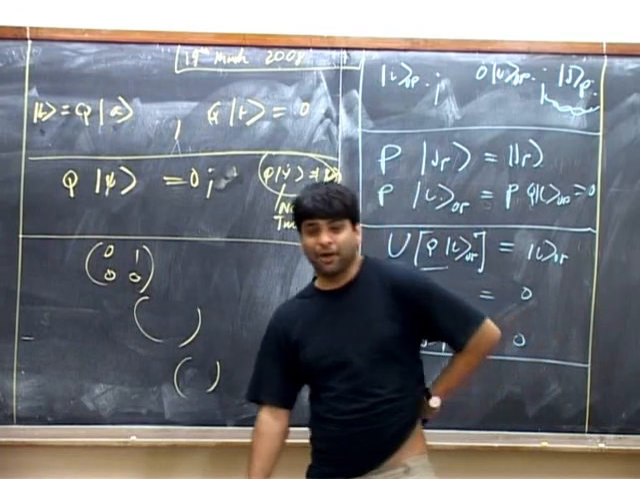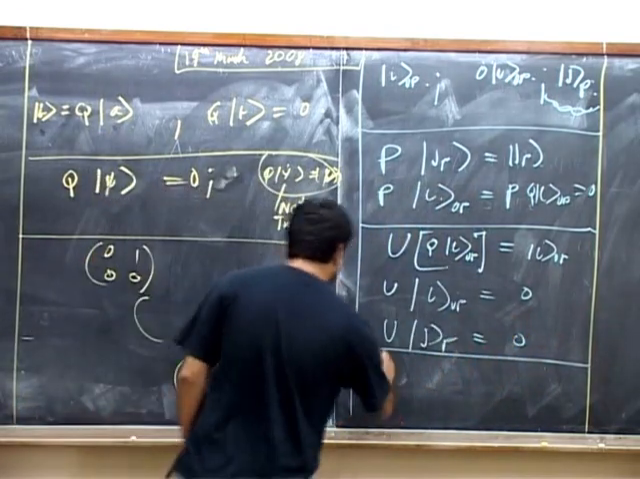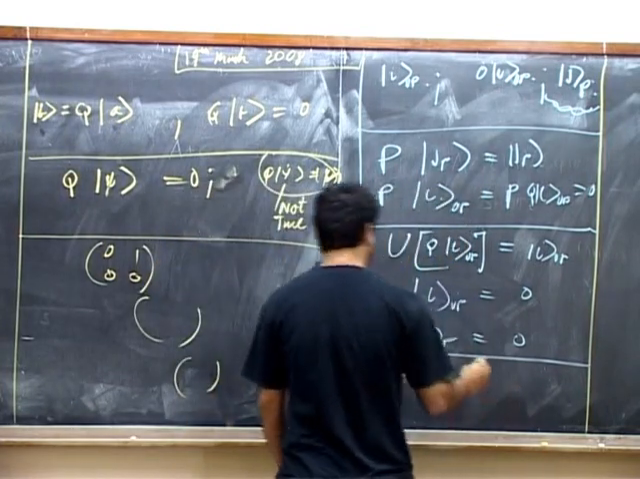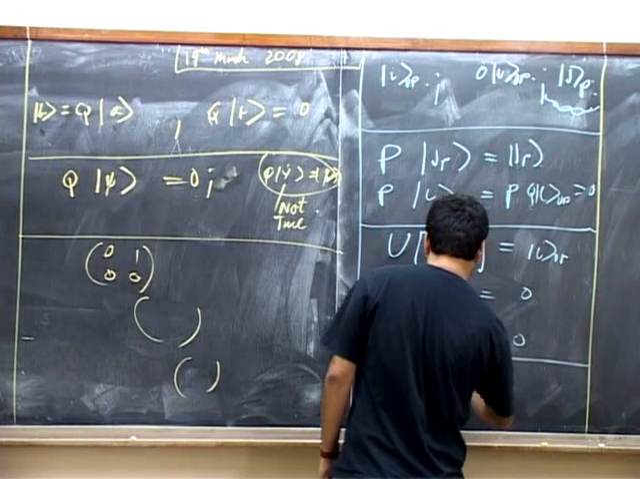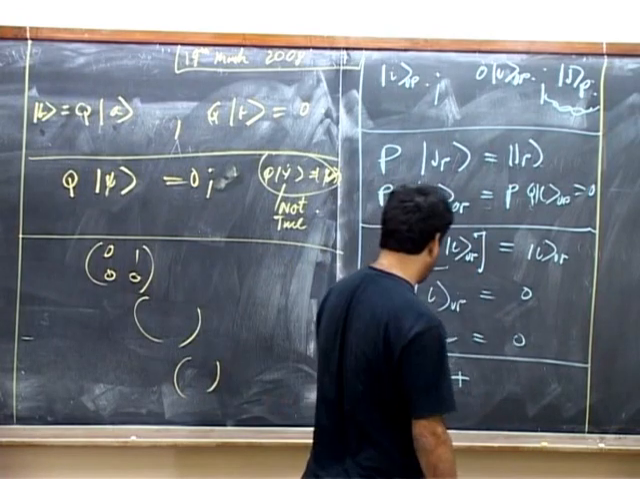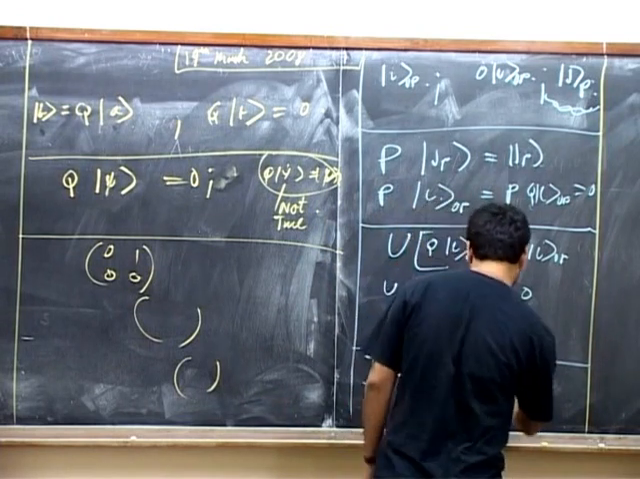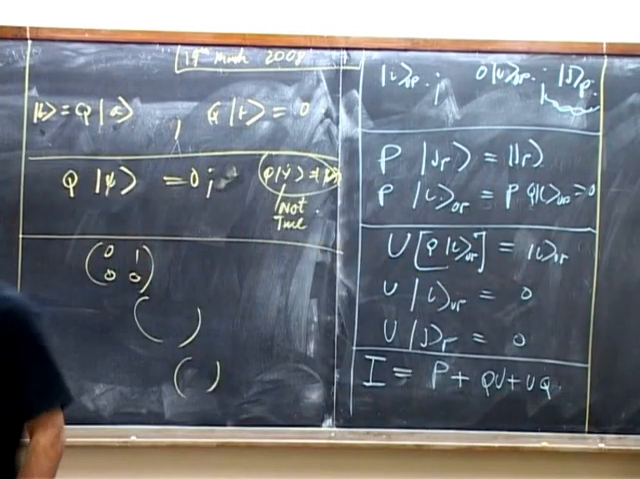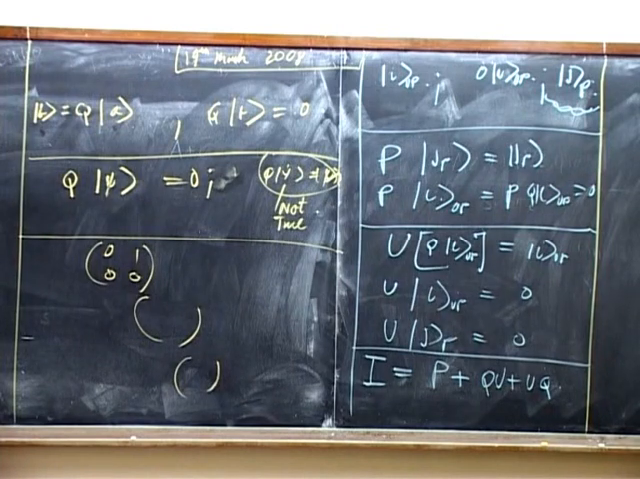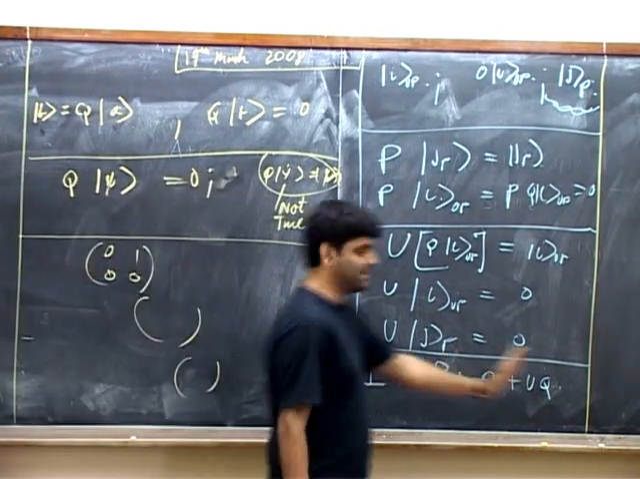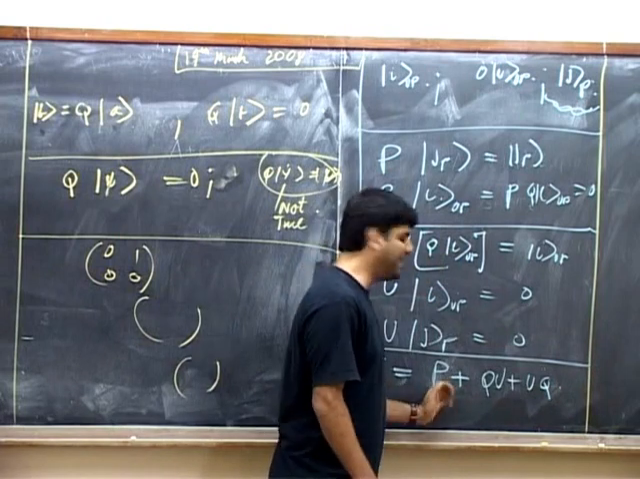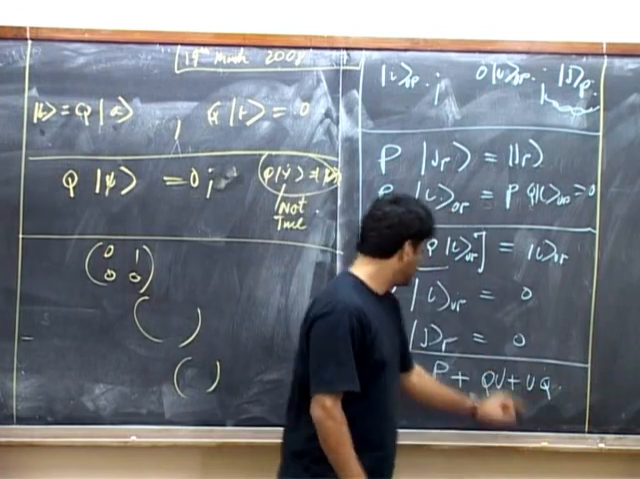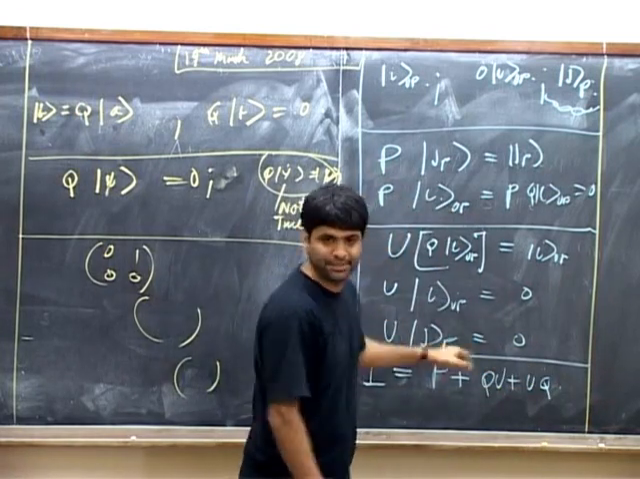Now, in terms of these operators, let me make the important claim. The identity operator can be written as P plus Q U plus U Q. Let's check. Suppose we act on a physical state. Okay? We get back the physical state because P on the physical state gives us back itself. Q annihilates physical states, and by definition, U annihilates physical states.